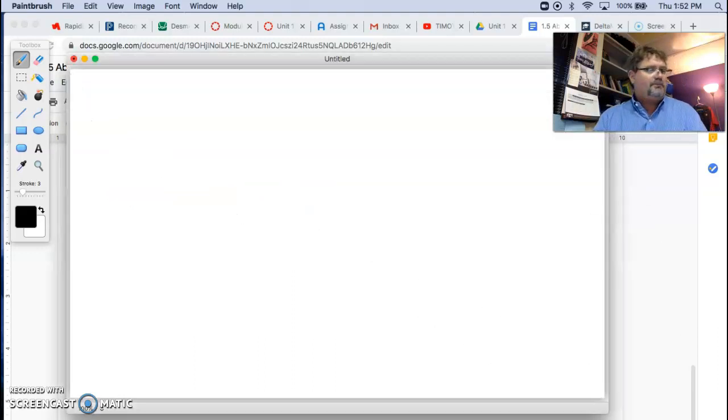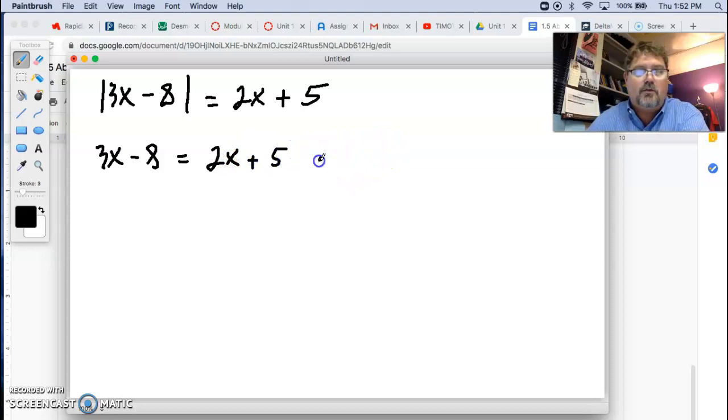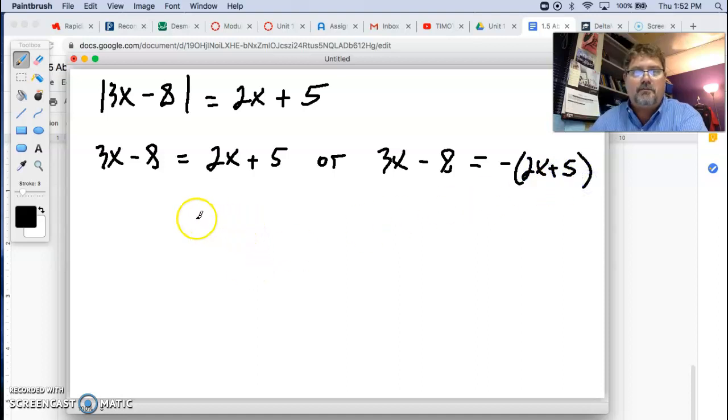All right, so we're going to solve example 2, and I'm going to use the same formula, by the way. I got something inside of an absolute value, and it's equal to 2x plus 5. So what I'm going to do is use my formula. 3x minus 8 equals 2x plus 5, positive version, or 3x minus 8 equals negative 2x plus 5, negative version.